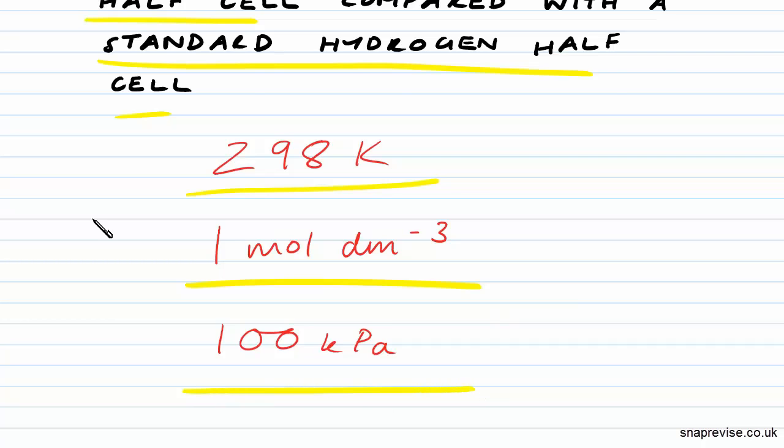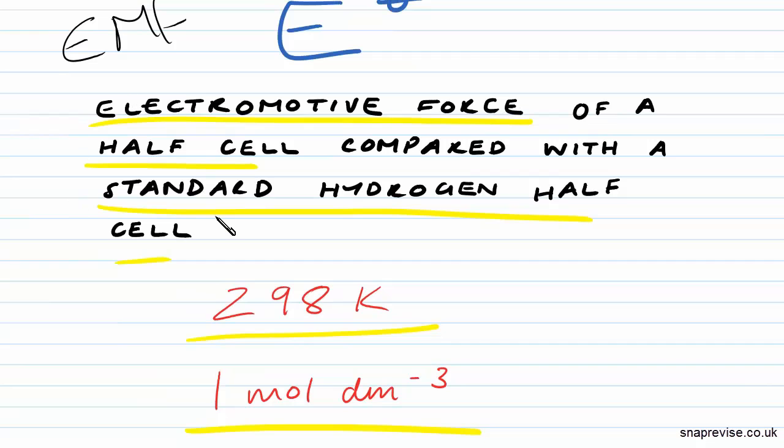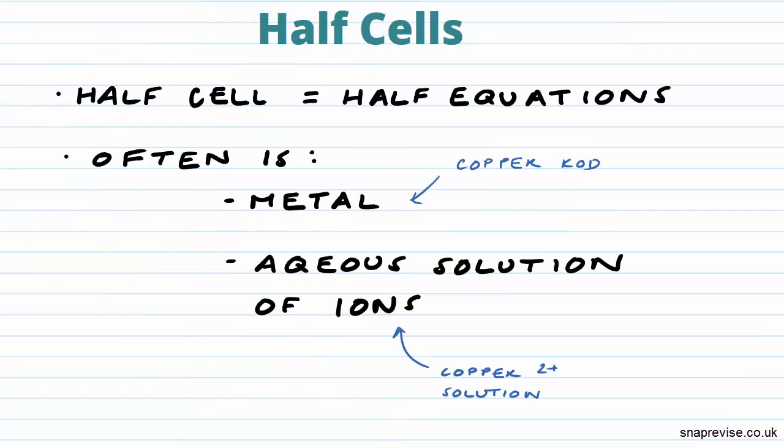So what exactly are these half cells we referenced in our definition? Well, a half cell is a half equation. Now, often, practically, what we have is a metal. So, for example, if we were looking at the half equation involving copper, we'd have a copper rod, and we'd have our metal submerged in an aqueous solution of ions. In the case of copper, that'd be copper 2 plus solution, those Cu2 plus ions.